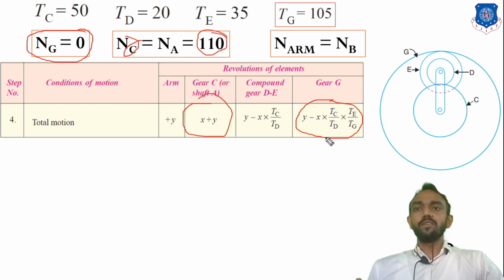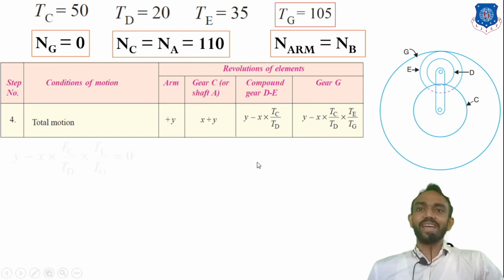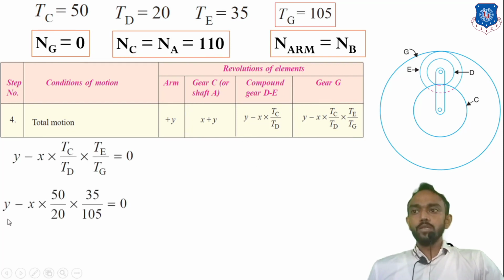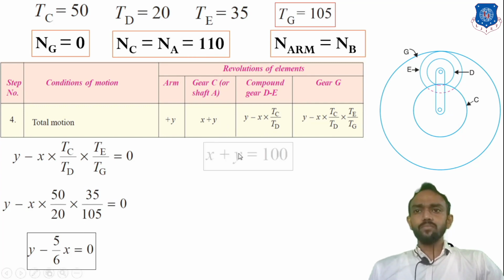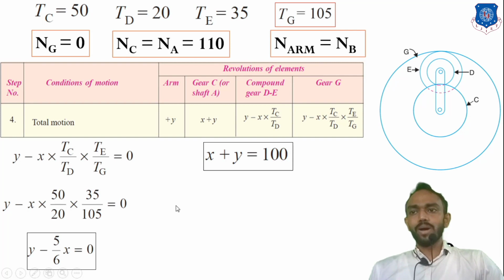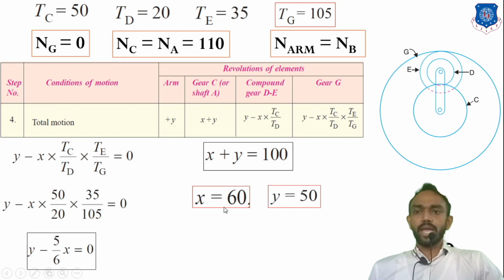Using these two data, we have the equations for X and Y, and we solve them to find X and Y. Here one equation will be y minus 5 by 6 x is equal to 0. Then we equate with x plus y, and by eliminating either x or y we can find both. X is equal to 60 and y is equal to 50. Whenever you find x and y, you can find the speed of any gear.